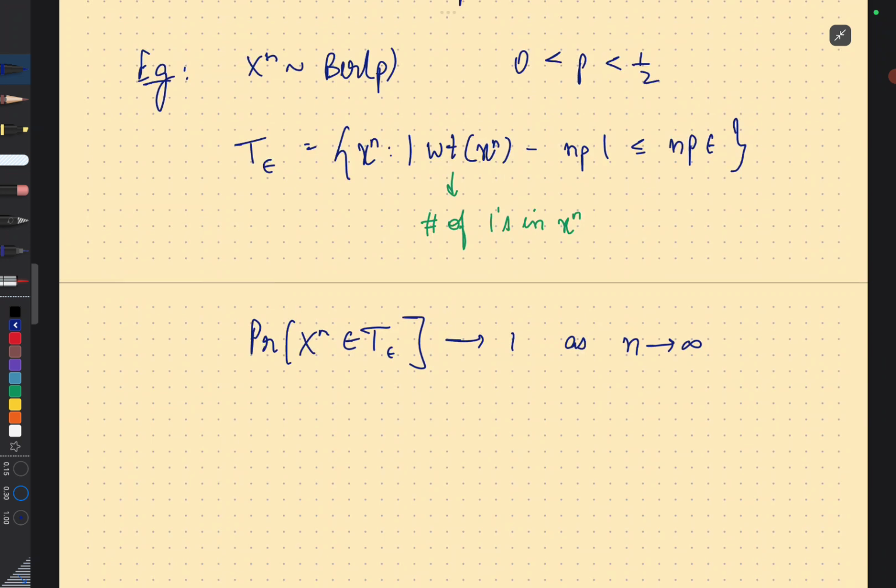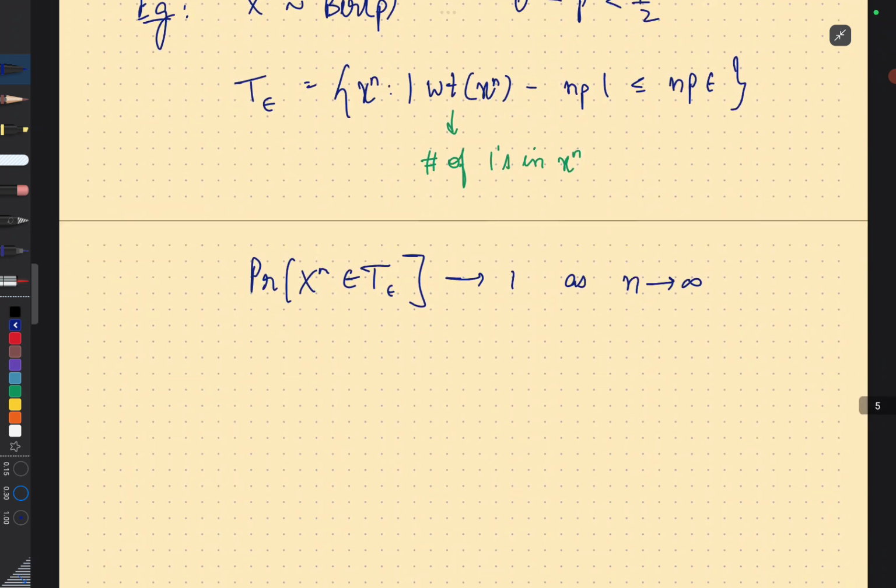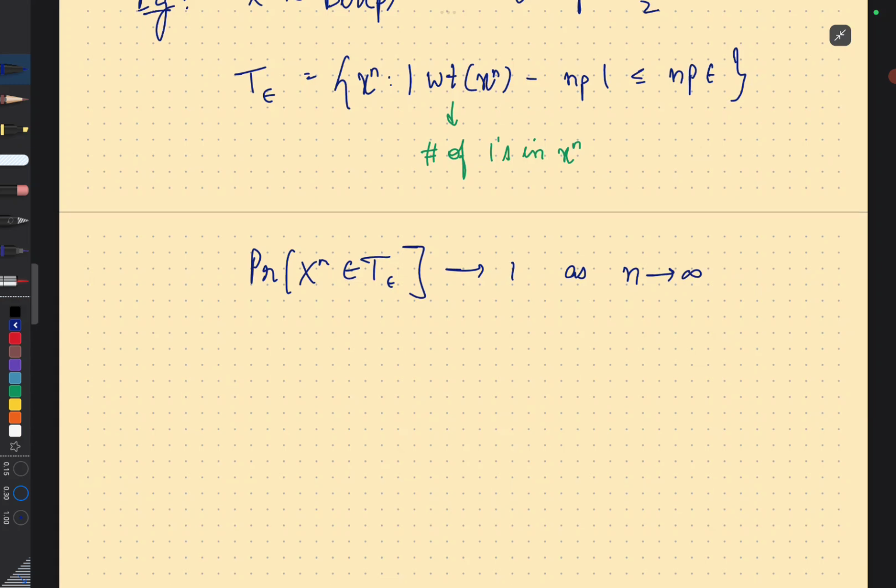Because which sequence has the highest probability? Assume that P is between 0 and a half. All zeros. So yeah, if P is between 0 and a half, then the all zero sequence is going to have the highest probability. Right? And that is not present in this set T_epsilon. Okay, so this T_epsilon is not the best possible set you can come up with.